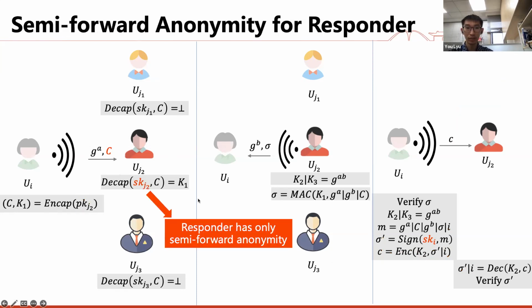However, our construction can only achieve semi-forward anonymity for the responder. If the long-term key of user UJ2 is leaked, the adversary can decrypt the ciphertext C successfully. Then it can determine UJ2 is one of the responders in previous communications. This is a common problem for robust PPAKE. To achieve robustness, the first message must bind to the long-term key of the responder. Then, if the long-term key of user J is leaked, the adversary can check whether J is a target responder.